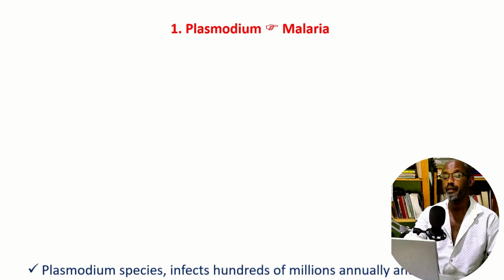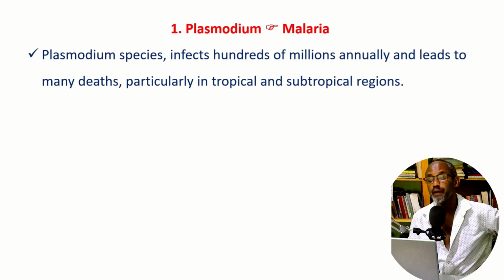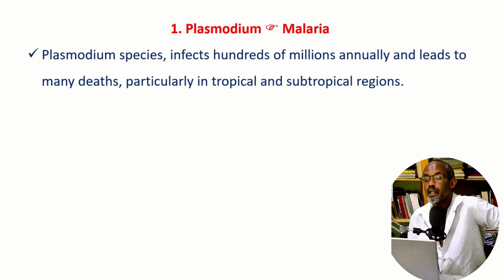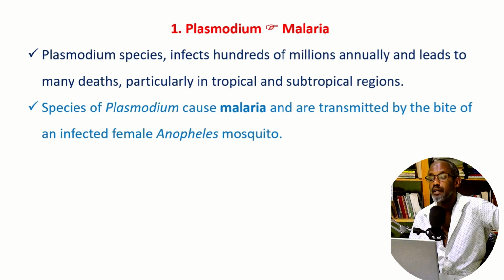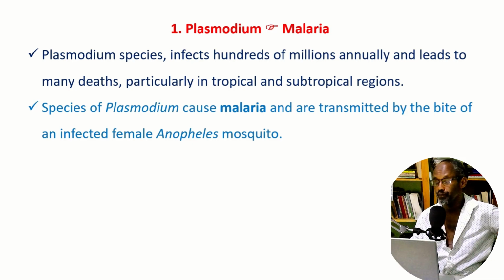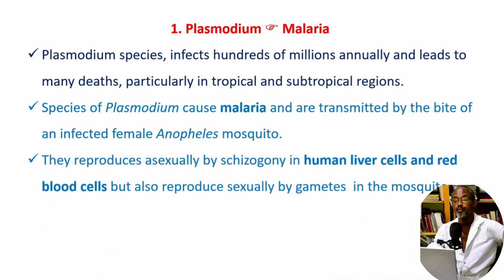The parasite is Plasmodium, and the disease is transmitted by the female Anopheles mosquito. Plasmodium species infect hundreds of millions annually and lead to many deaths, particularly in the tropical and subtropical countries, of course. Species of Plasmodium cause malaria and are transmitted by the bite of the female Anopheles mosquito. Of course, some other mosquitoes can also transmit the disease. They reproduce asexually by schizogony in human liver cells and red blood cells.